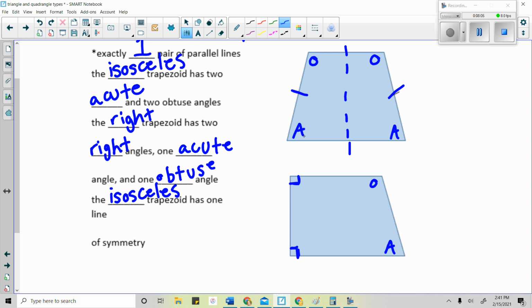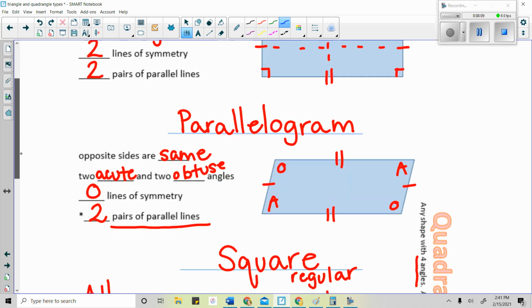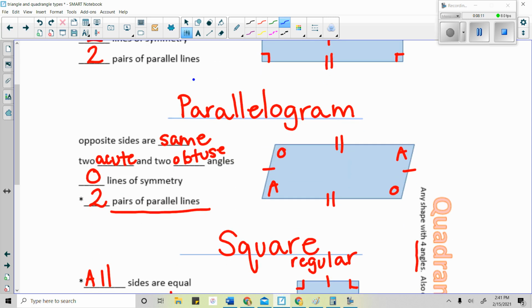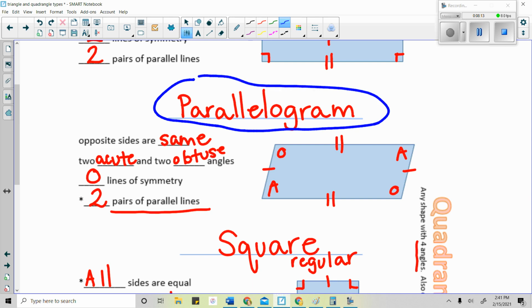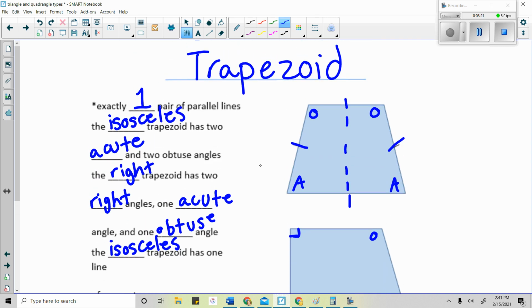So looking back at all of the shapes that we did earlier, all of the ones on this first page of notes, all of them are parallelograms because they have 2 pairs of parallel sides. But then looking at the ones on the other side, the trapezoids, these are not parallelograms because they have exactly 1 pair of parallel sides.